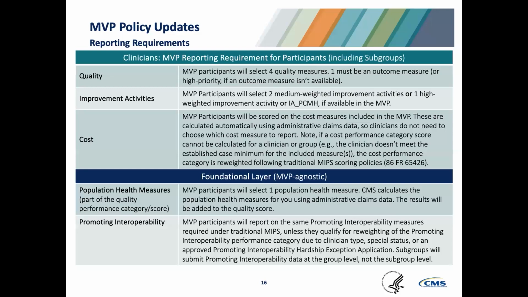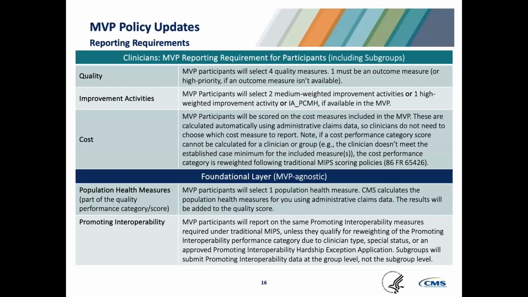However, of note, if a cost performance category score cannot be calculated for a clinician or group, the cost performance category is reweighted following the traditional MIPS scoring policies. Leading into the foundational layer, this includes our population health measures as well as promoting interoperability. For population health measures, MVP participants will select one of the population health measures. CMS will then calculate the population health measures for you using administrative claims data, and the results will be added to the quality score.